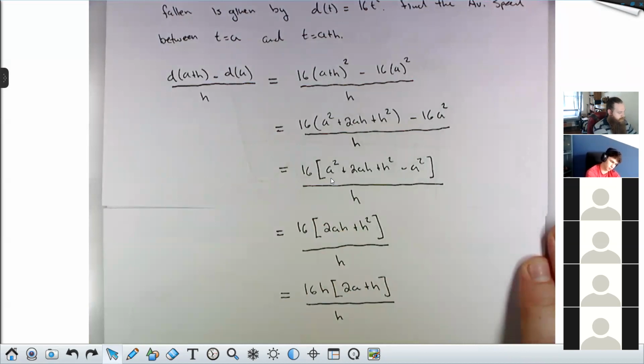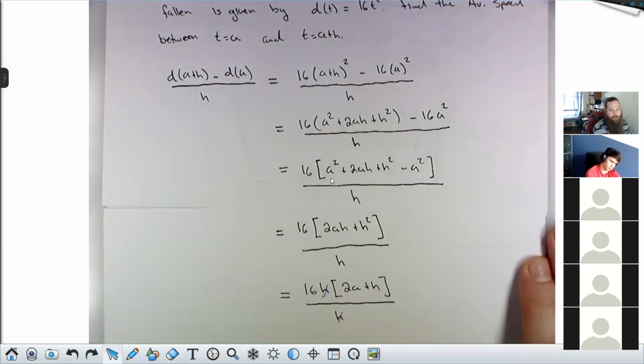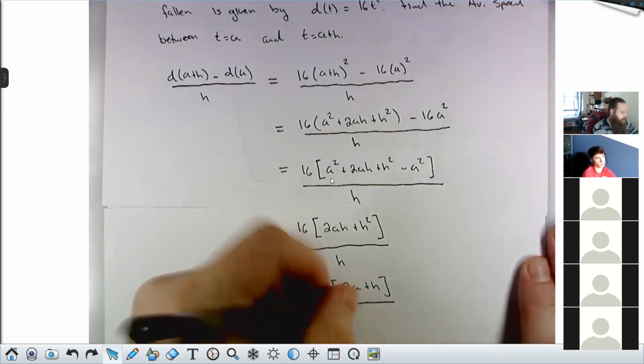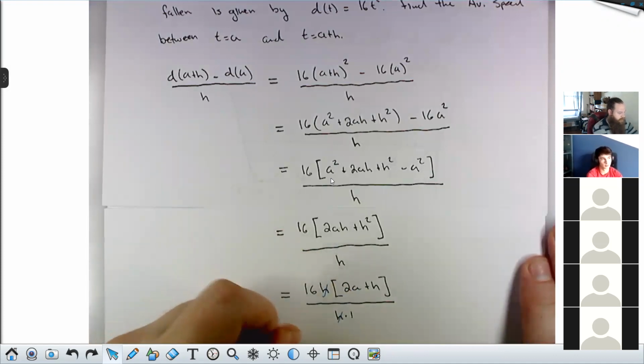Now we can cancel the h's like this. So remember, you can only cancel in a fraction top to bottom, common factors. And here, because we're able to factor out an h, we can cancel with the h downstairs. Downstairs, what we had was really h times 1. So when I cancel that, I've got a 1 downstairs now.